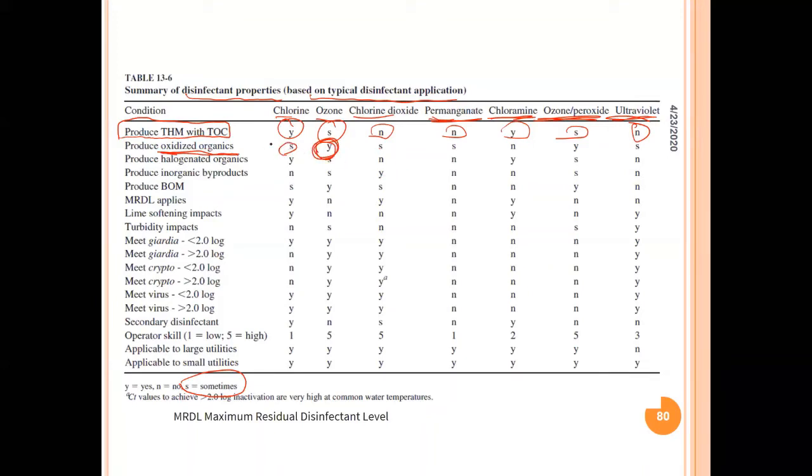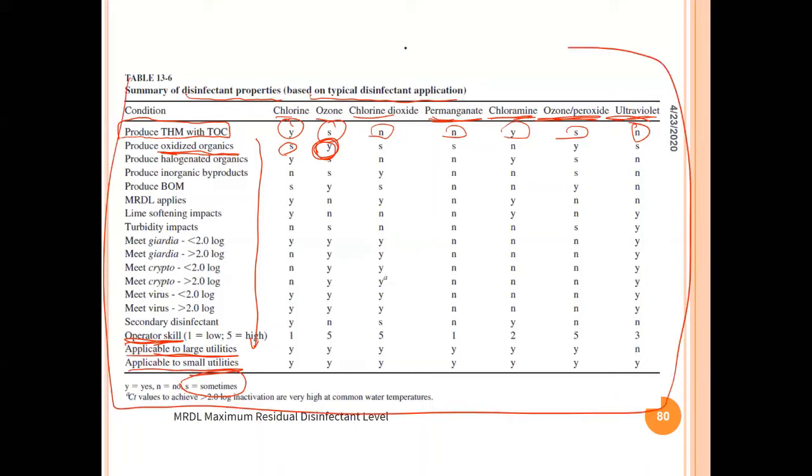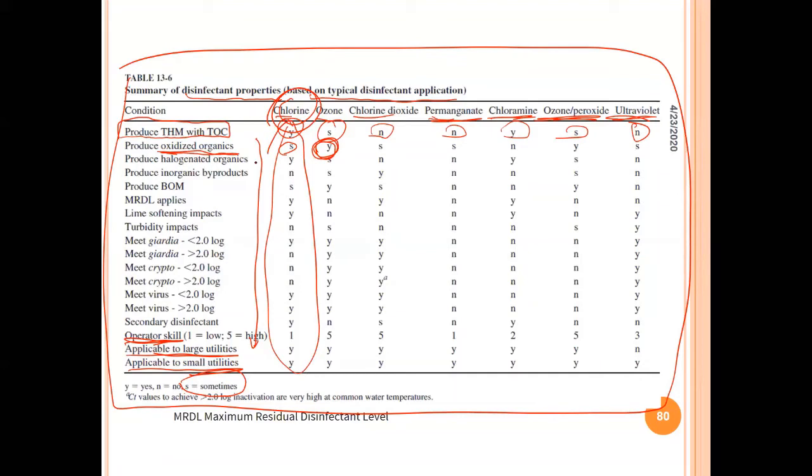So by seeing this, including the operator skills and whether applicable to large utilities or small utilities, you can have a certain idea what kind of properties each disinfectant has, whether it produces biodegradable organic matter. Chlorine sometimes, but ozone will form. Chlorine dioxide sometimes, permanganate will not form, chloramine will not form, but ozone will form. And the combination of ozone and peroxide will form. Ultraviolet will not form.